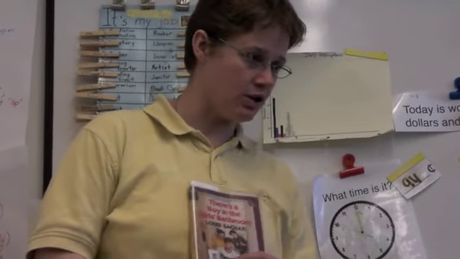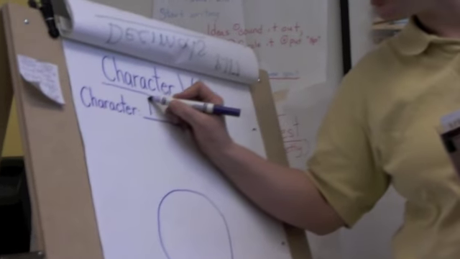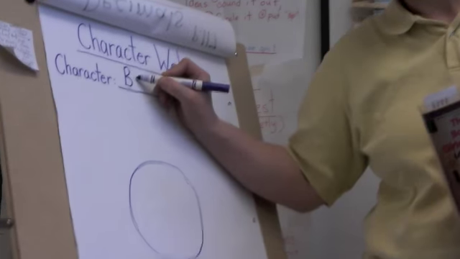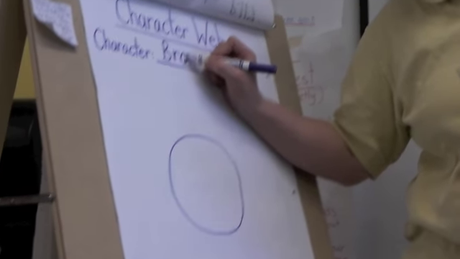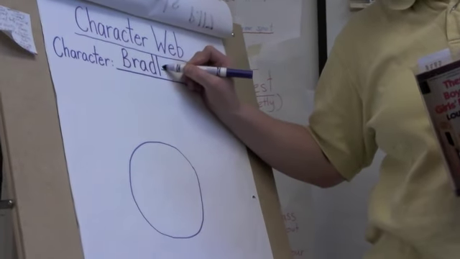And we could do a character web on any of those characters. It doesn't have to be the main character that we choose. But in this case, I'm going to make Bradley the center of our character web here. He's going to be our main choice, because there's lots of things we've learned about Bradley, and there's lots of things we know about him.